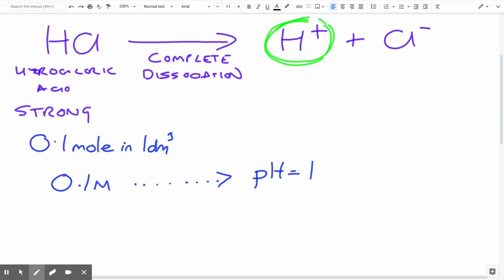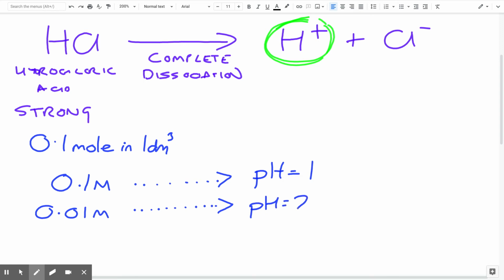If we were to change this concentration and use a 0.01 molar solution, we would get a different pH. It's still a strong acid, it's still undergoing complete dissociation, but if we've got fewer moles dissolved in 1 litre of solution, we have fewer hydrogen ions in solution. So it's still a strong acid, however the pH value will change.